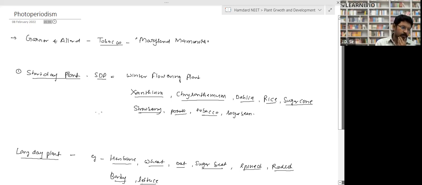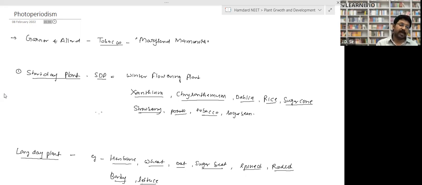On the basis of photoperiod, there are three types of plants. Short day plants require a less critical duration of light, and they flower in winter. Long day plants require a light duration more than a critical time period, and they flower in summers. Day neutral plants are not affected by the light duration.